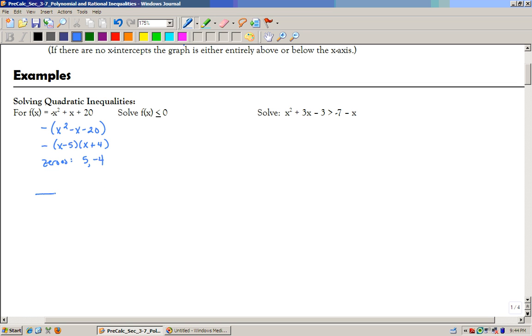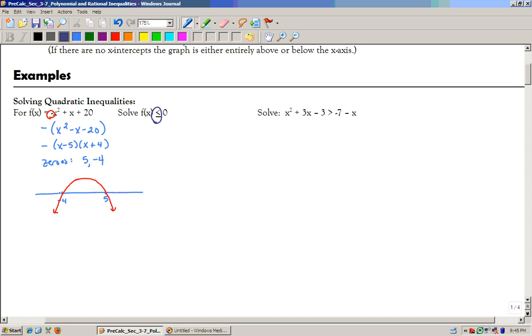And if we just draw a number line representing that, at negative 4 and positive 5 is where it's going to cross the x-axis. This negative out front in our quadratic tells us that this quadratic will open down. So if you just sketch a little upside down quadratic where it intersects through negative 4 and positive 5, then we're going to answer the question of when this function is less than or equal to 0.